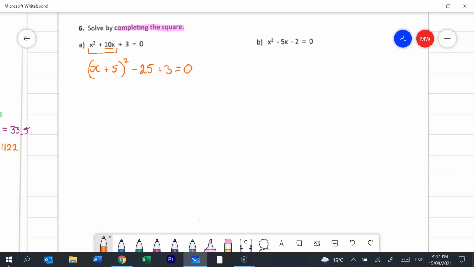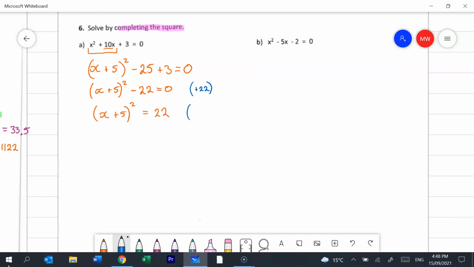Let's start collecting some like terms to clean it up. These need to stay as they are for the moment. And then I've got minus 25 plus 3 makes minus 22. One of the ways of solving these, and remember that we'll probably have 2 answers to this, is that I can sort of do it like the balance method, or it is the balance method really. I'll add 22 to both sides, and down here I'll end up with x plus 5 squared equals 22.